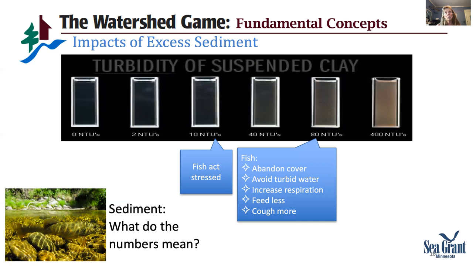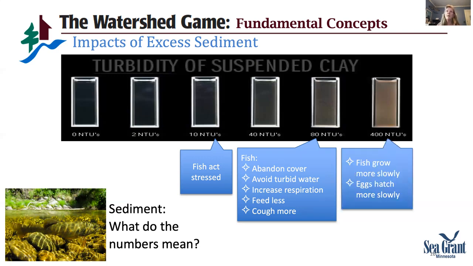They increase their respiration rates, a little bit harder to breathe, I guess. They feed less and they start coughing. And who knew? I didn't know fish coughed until I started looking into this stuff. And when you get to about 400 NTUs, fish start growing more slowly. Eggs hatch more slowly. These things can slow down growth, but if they don't last too long, the fish will survive and they'll be okay.